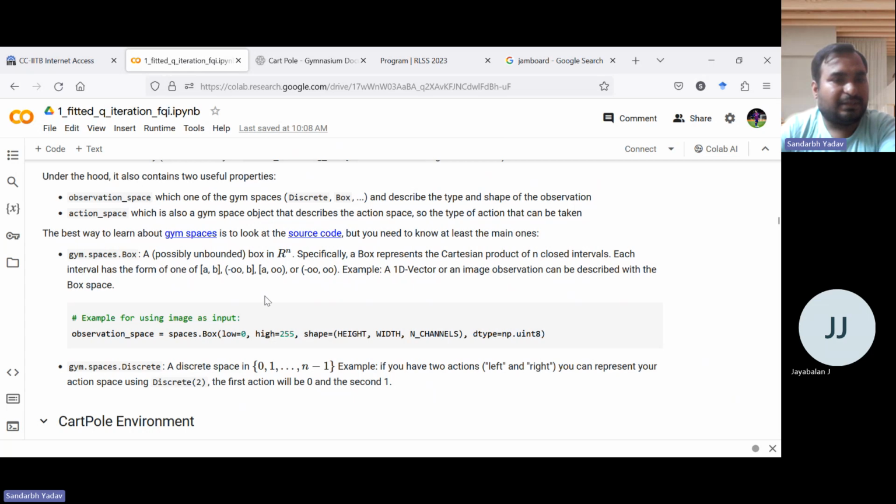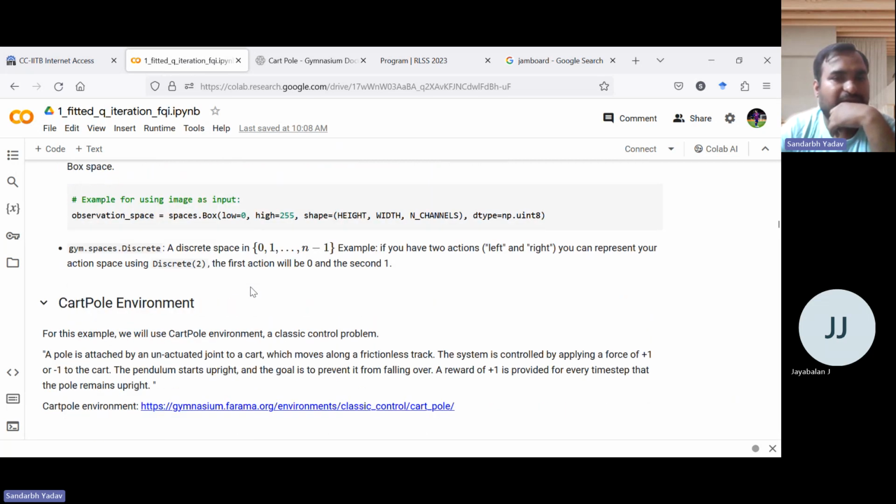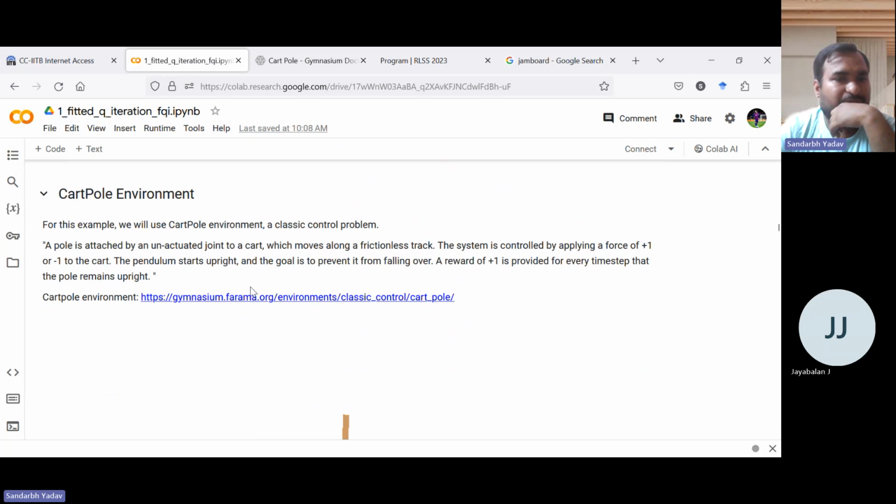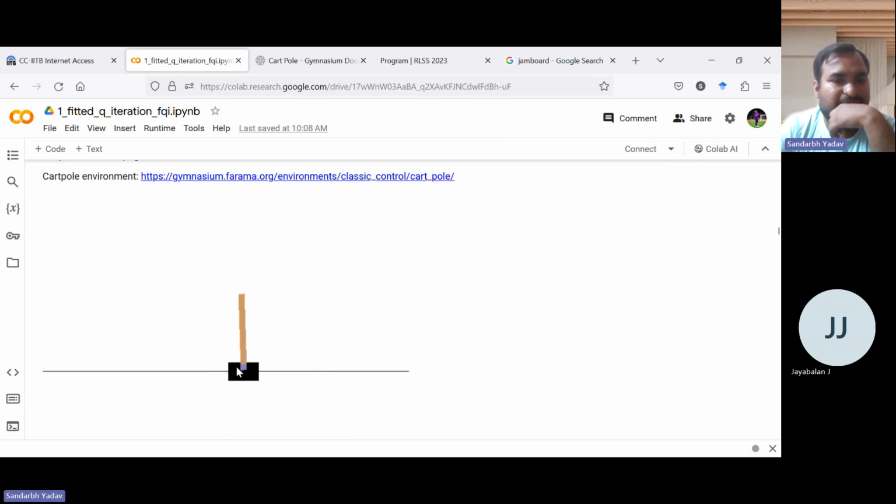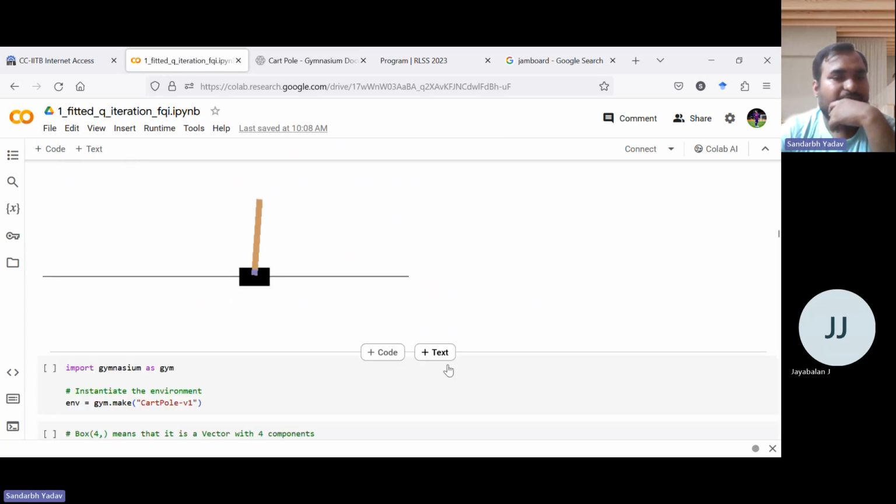Again, there are some features like the observation space and action space, which mention the dimensionality and whether it's discrete or continuous, all those details. So we will see this. This is the environment you can see here. The goal is to balance this pole, and if it goes there, the episode terminates.